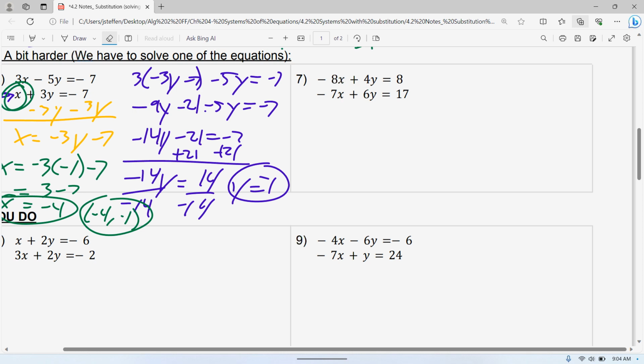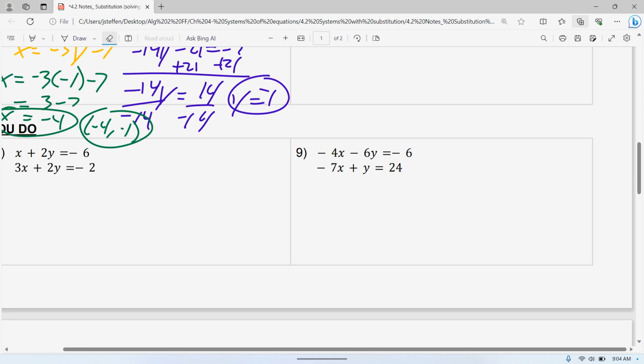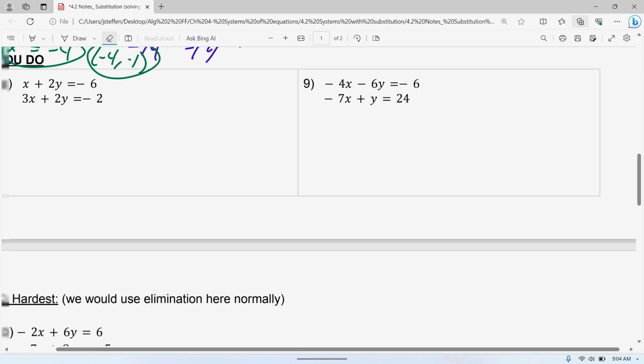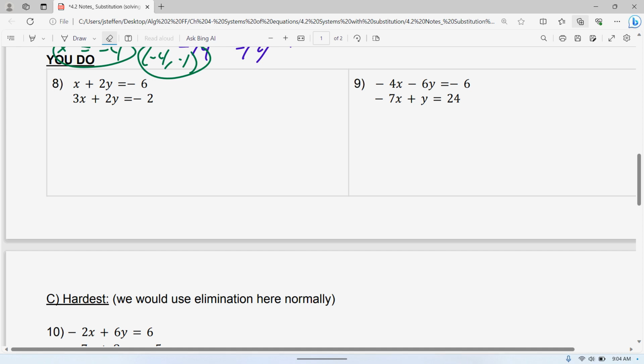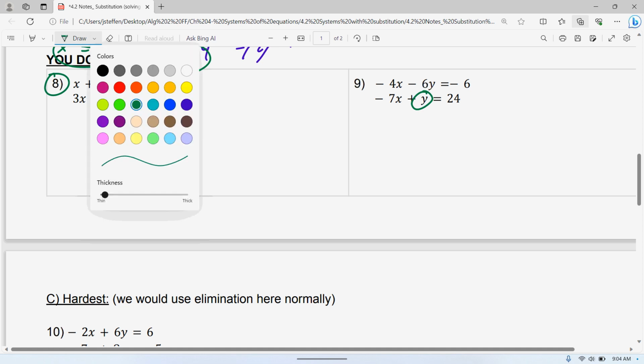So I'm not going to make one that's really hard and really confusing when you don't need that. Go ahead and do, out of these two, just number 8. I mean, technically you could do number 9 as well because this y is almost by itself. But go ahead and do number 8 for now. That'll save us a little bit of time so we can move on.